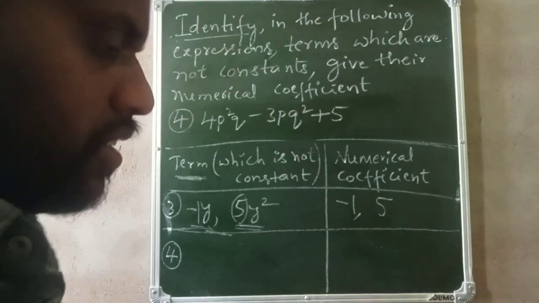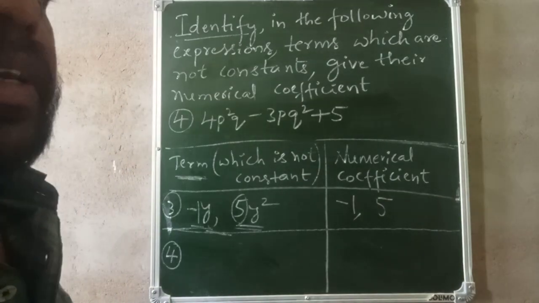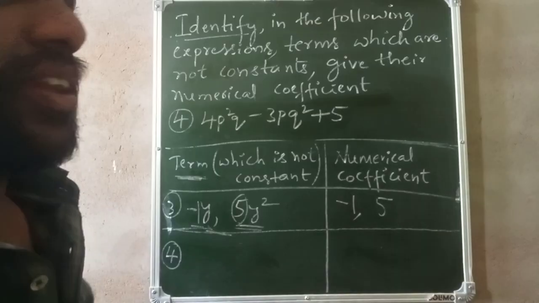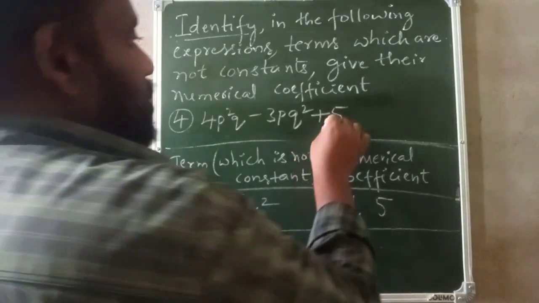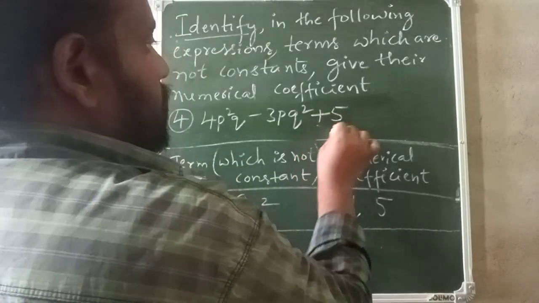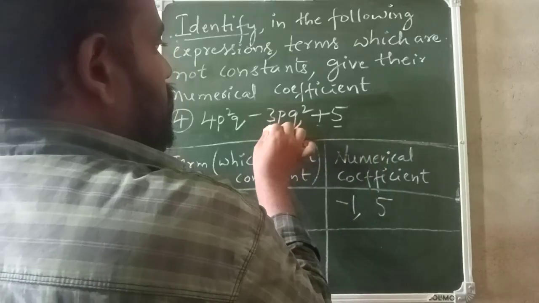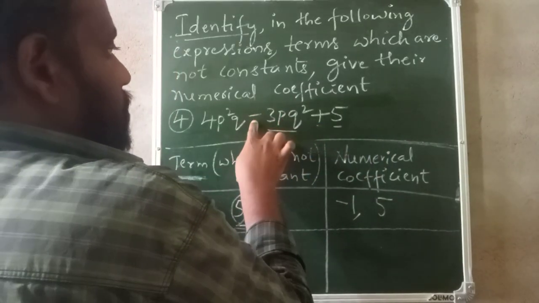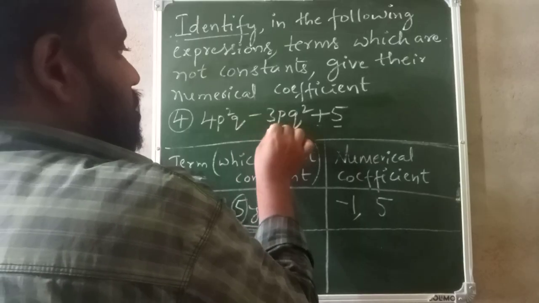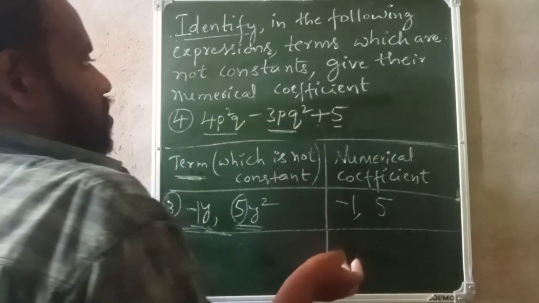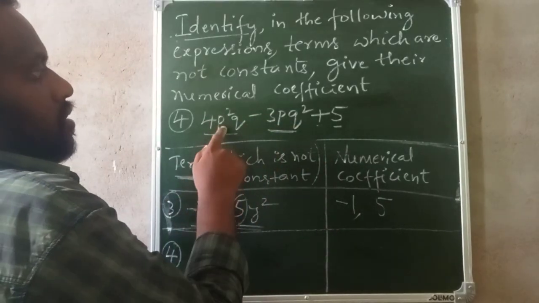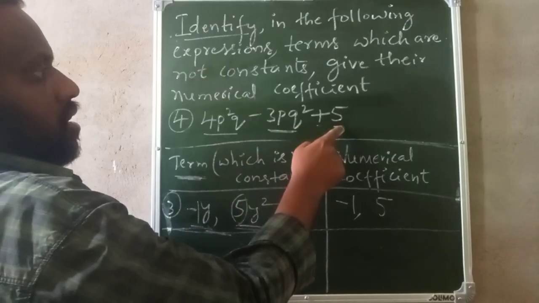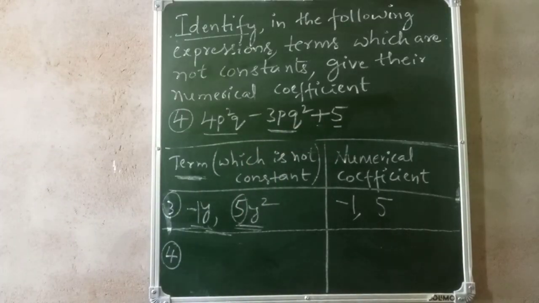So I said terms are separated by the plus or minus sign. If you take this, 1 plus sign separates two terms. This is one term, this is another term. This minus sign, 1 minus sign separates two terms. It separates this term and this term. So now there are three terms. This is one term, this is second, this is third. Three terms are there.